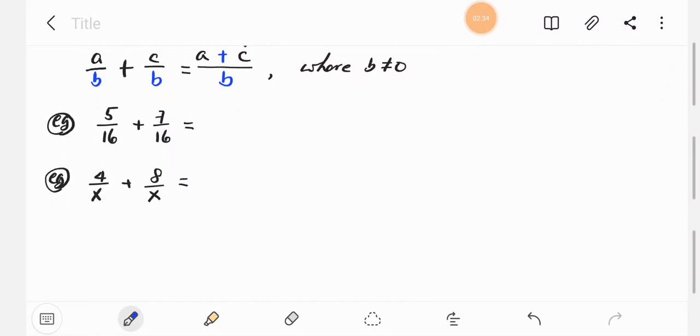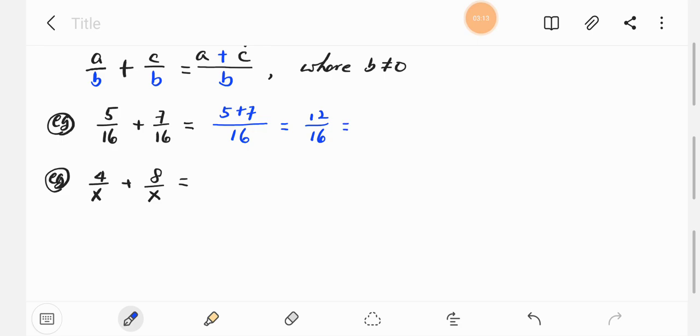All right, so how about this? I want to add these two fractions. I ate 5 pieces out of 16, and your friend ate 7 pieces out of 16. So how many pieces did we eat altogether? 5 plus 7, 12 pieces out of 16. So 12 over 16. Then can we reduce this? Yes, we can.